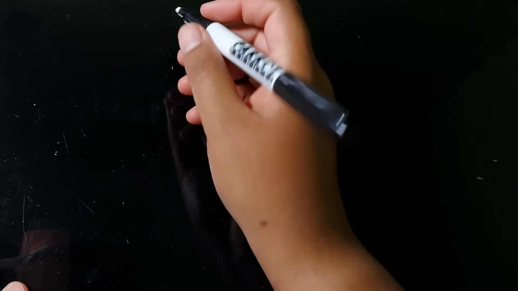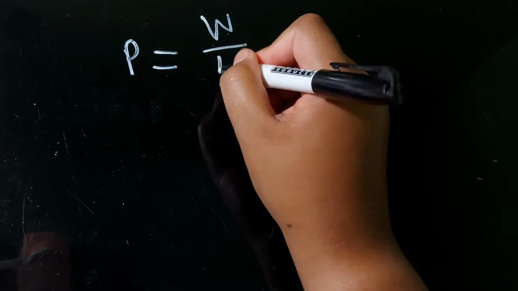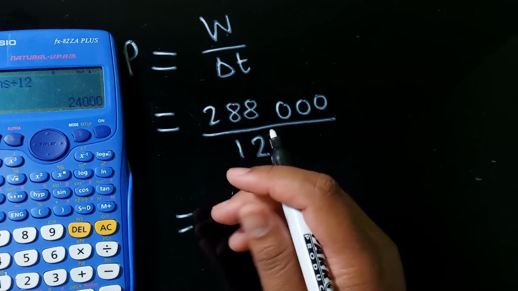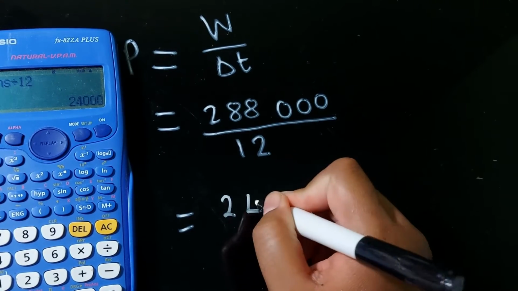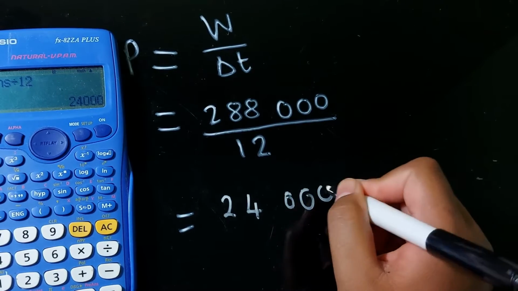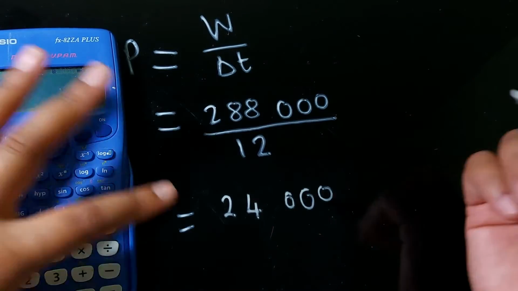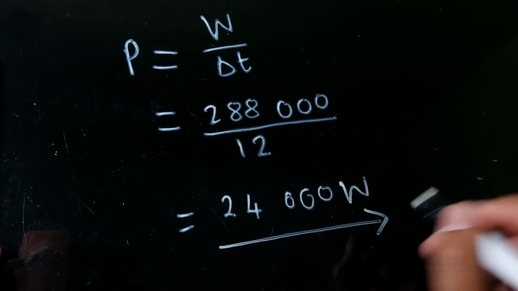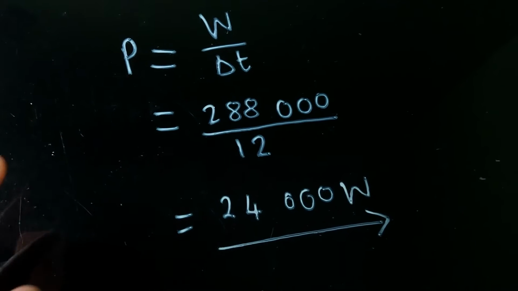So what does that look like in our specific problem? If we write out the equation, right, and we're going to substitute now, and we see that my answer here is 24,000. Now if we look at the units, that is in joules per second, a joule per second is called a watt, and that is my final answer.